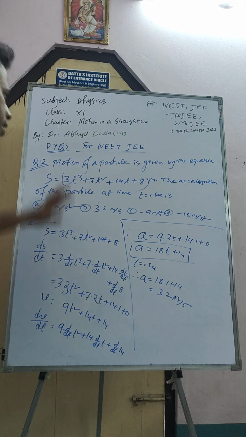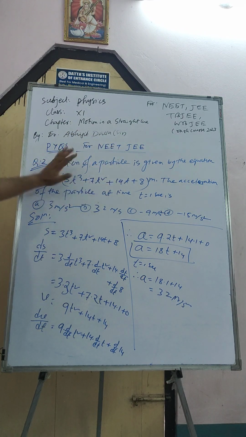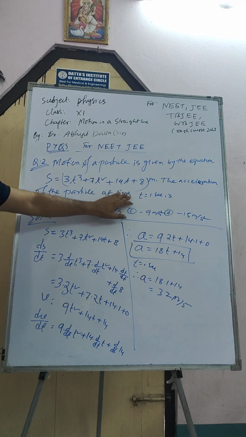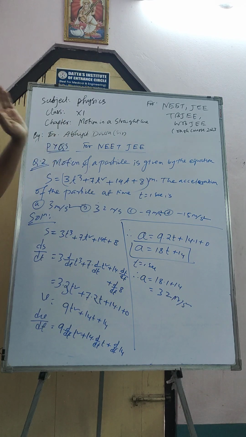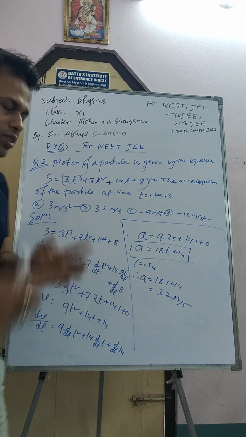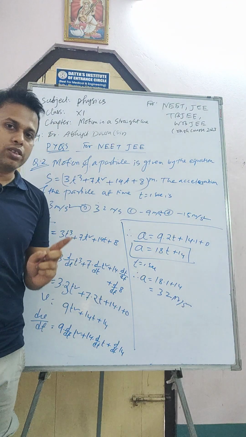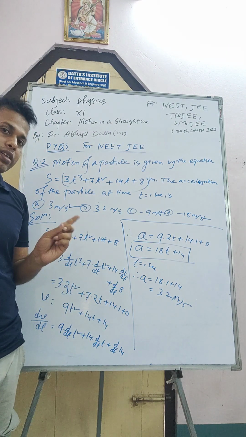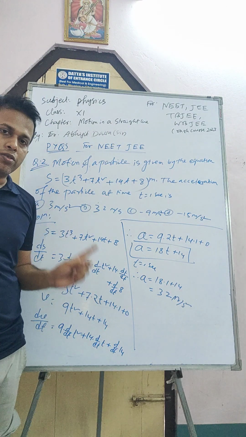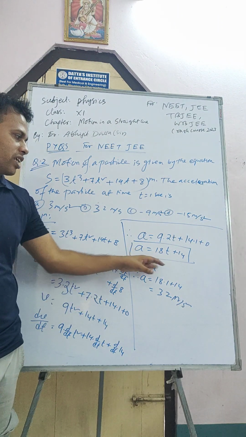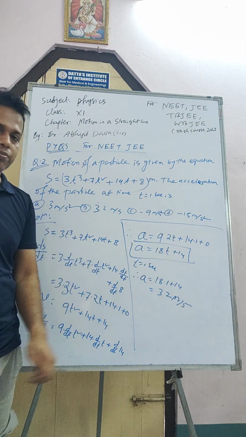So what is given? A motion of a particle is given by equation s is equal to 3t cube plus 7t square plus 14t plus it. The acceleration of the particle at time t is what we have to find out. So distance is given. If we differentiate the distance with respect to time, we get velocity, right? And after that, if I differentiate the velocity with respect to time, then we will get the acceleration. So acceleration came out 18t plus 14.